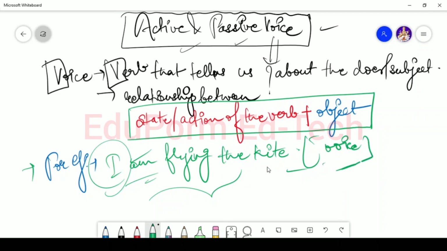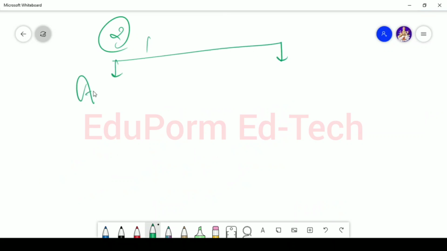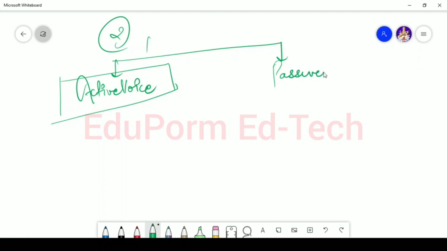So I guess now you understand what is meant by voice. Now we are going to talk about the types of voices. What are the types of voices? There are two types of voices. Those two types are, one of them is active voice and the other one is passive voice.